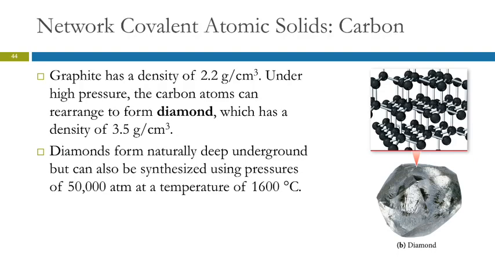Diamonds form naturally underground. You go and you mine diamonds in Africa. I don't think there are any diamond mines here in California. You can also synthesize them, but it requires a tremendous amount of pressure and heat. Like 50,000 atmospheres of pressure. That's mind-boggling. And 1,600 degrees to get the graphite to rearrange into diamond.